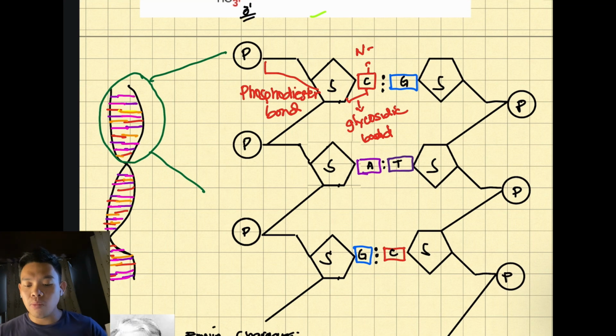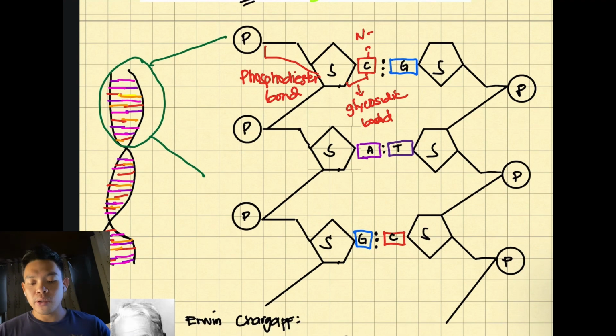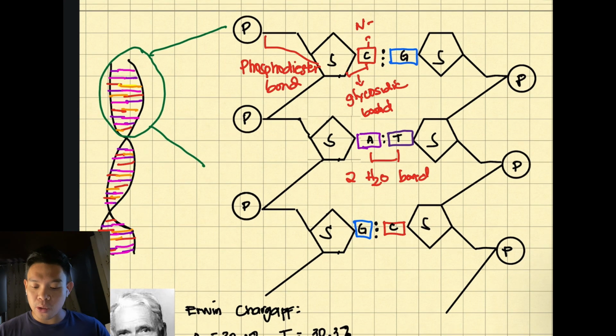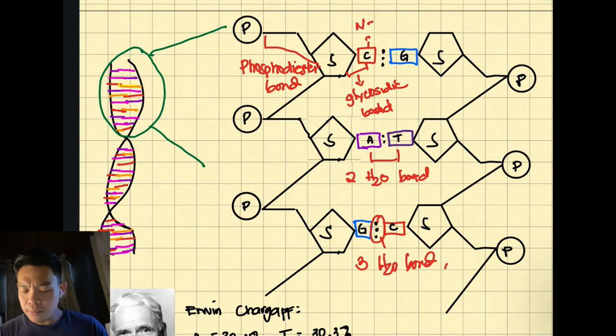And the bond between the nitrogenous bases: there is always a 2 hydrogen bond between adenine and thymine, or thymine to adenine, and there is also a 3 hydrogen bond between guanine and cytosine, or cytosine to guanine.